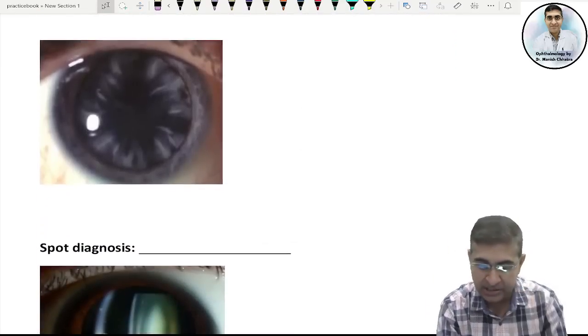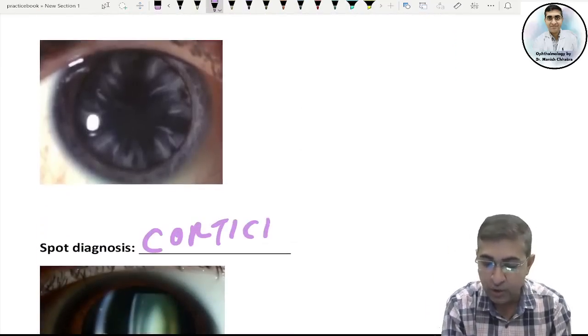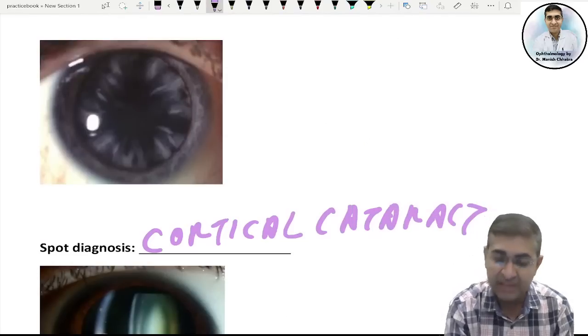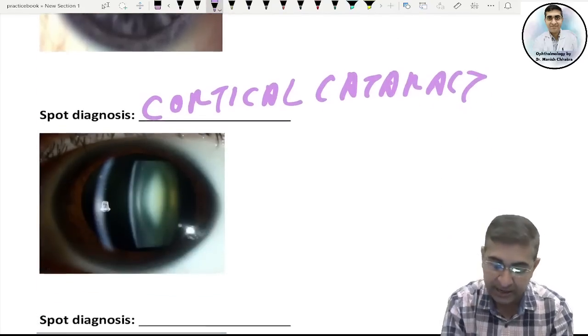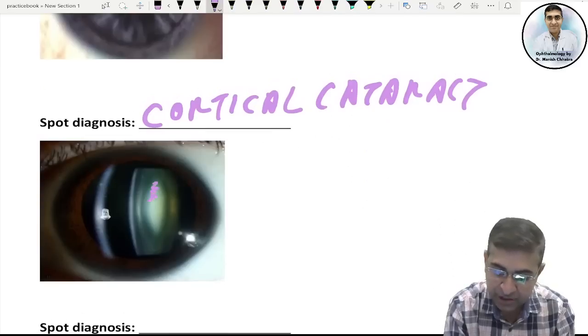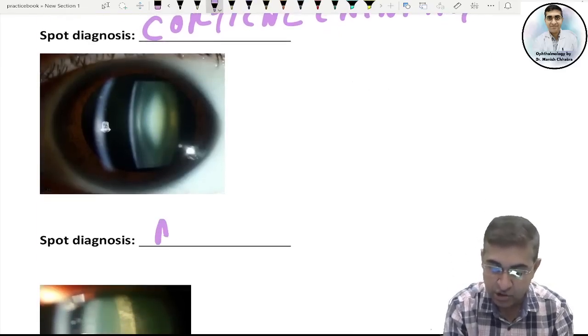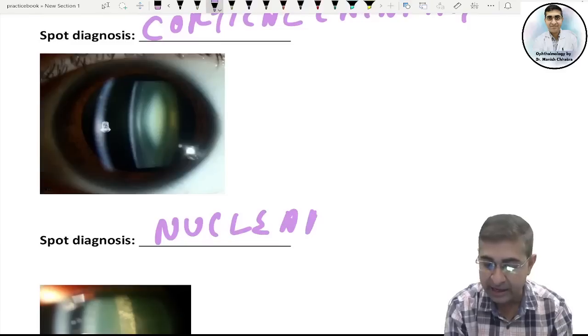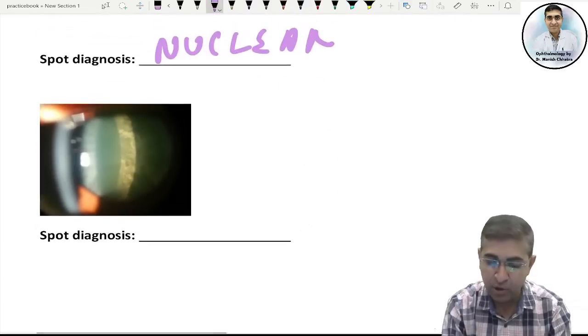What is this? Spot diagnosis. Yes, this is your cortical cataract. Can you appreciate the opacities at the periphery while there is a typical central clearing? It is cortical cataract. Now what is this? Can you appreciate the opacity here? Can you appreciate the haziness in the center? Yes, so this is your nuclear cataract. Another spot diagnosis. What is this?